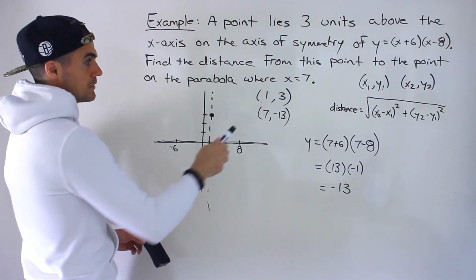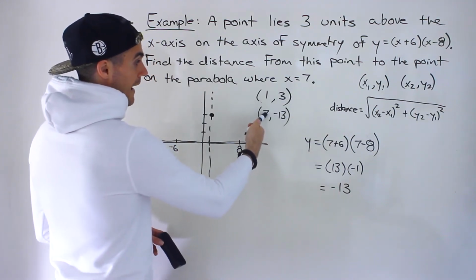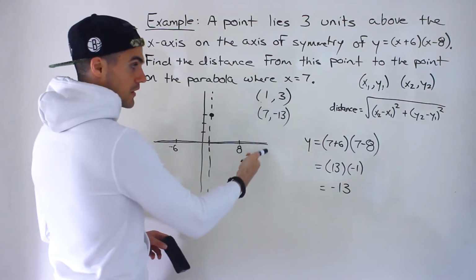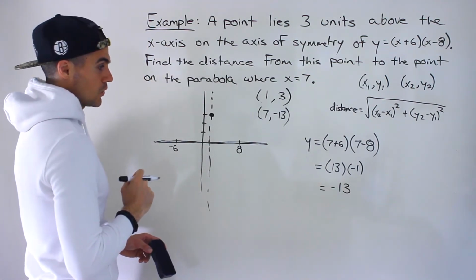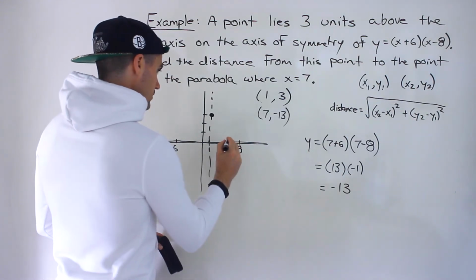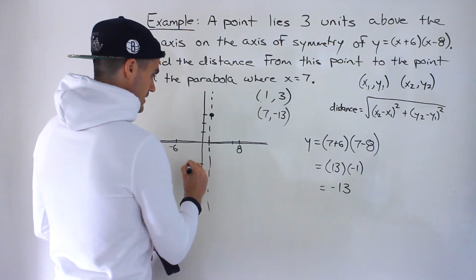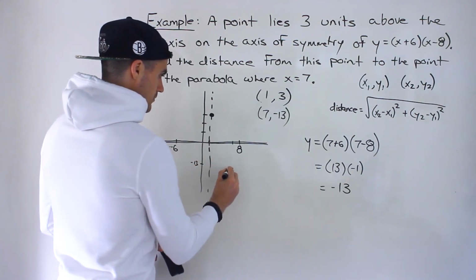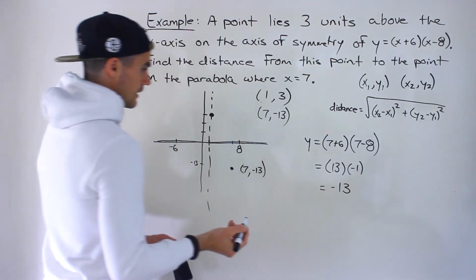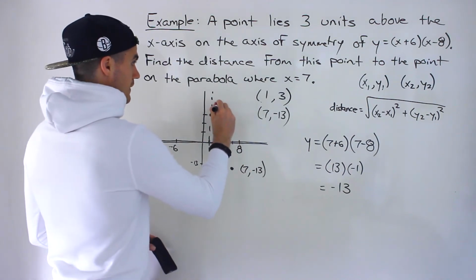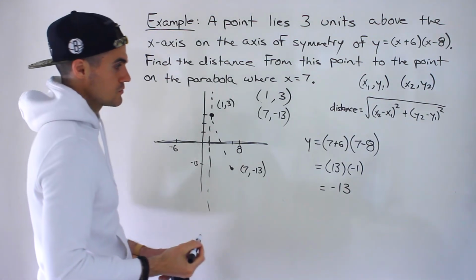Okay, so the other point is going to be (7, -13). It's going to be the point on this parabola where x is equal to 7, and we found the corresponding y value by plugging in that x value of 7 into the equation. So this other point, if we go back to this diagram, let's say 7 is like here, let's say -13 is like down here, it's going to be over here. (7, -13). So we got (7, -13), and then we got (1, 3), and what we've got to do is find the distance between those 2 points.